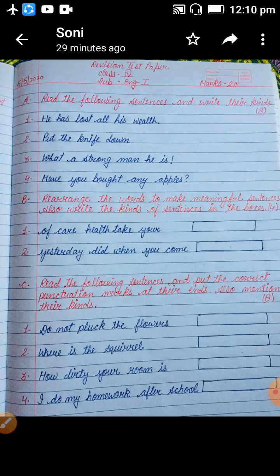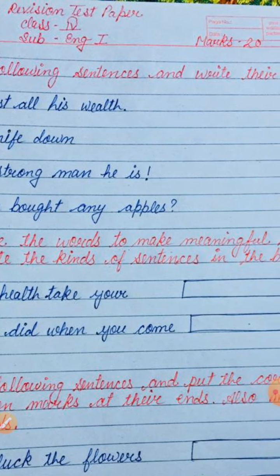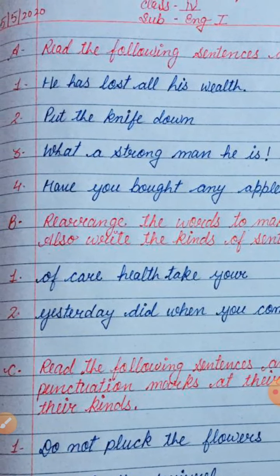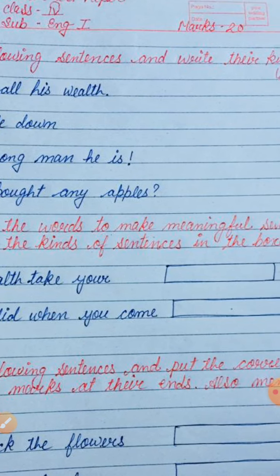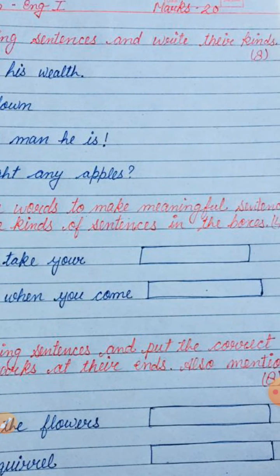Now, my dear students, the first question is: read the following sentences and write their kinds. We have already studied kinds of sentences in the previous chapter, right? There are 4 kinds of sentences: assertive, interrogative, imperative and exclamatory, right? So here you have to identify the kinds of sentences. It is of 8 marks.